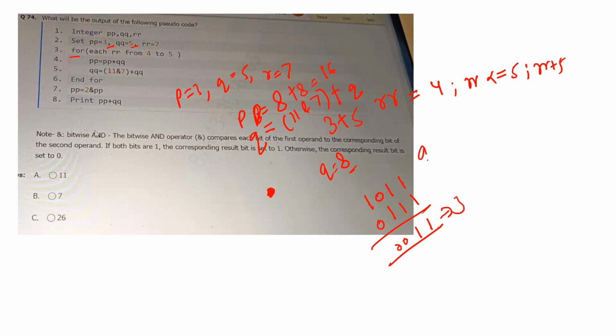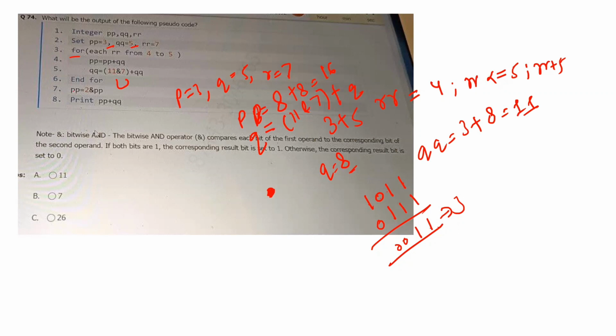And Q value is what? 11 bitwise and with 7 again, so we'll be getting 3 only. 3 plus Q. What is the previous value of Q? 8. 8 plus 3, we got 11, right? And now R value will be 6. 6 less than or equal to 5, the condition is false. We will come out of the loop.